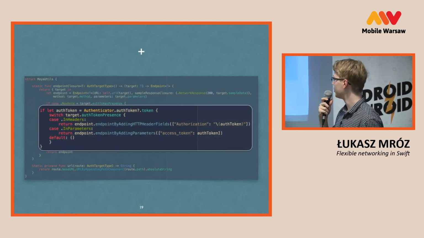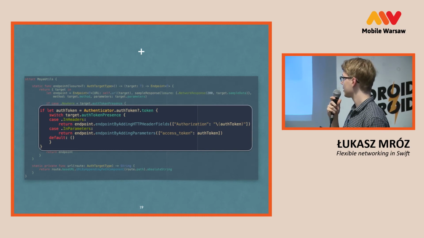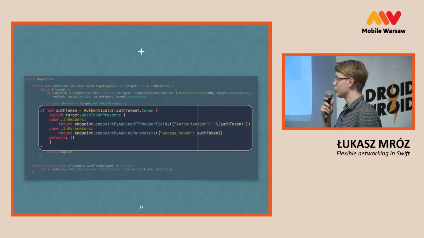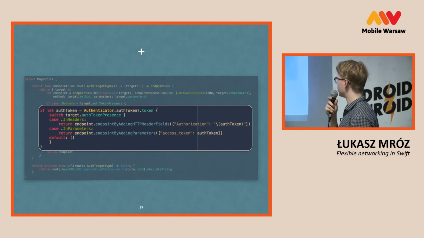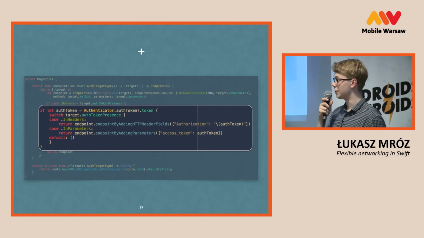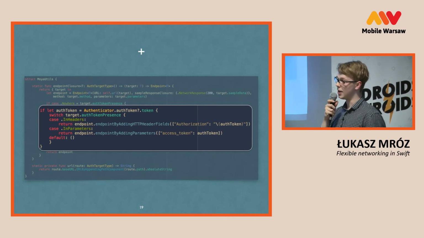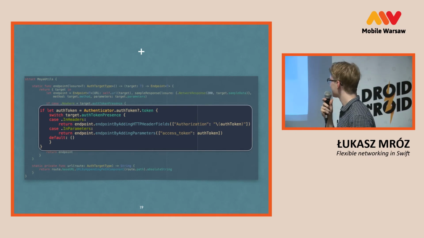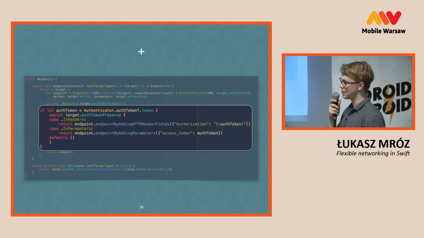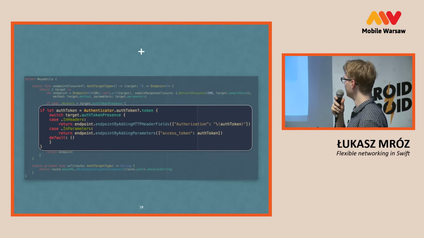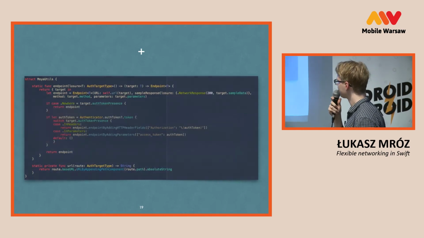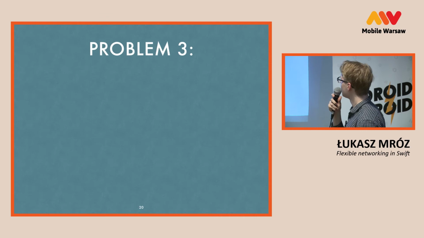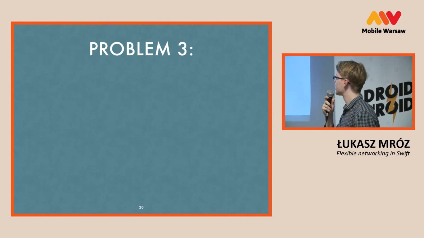And if we want this authentication token, let's get where it should be. So should it be in headers? Then we just add the endpoint HTTP header to the endpoint as we did before. But if we want it in the parameters, we just pass it in the parameters by calling endpoint by adding parameters. And that's it. One switch and we're done. By default, this is nowhere, so we shouldn't really do anything. And that's it. It was still pretty easy.